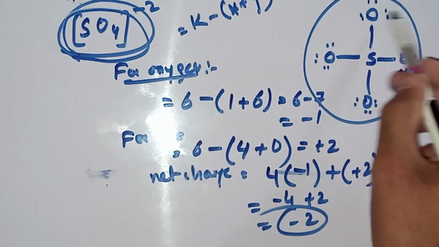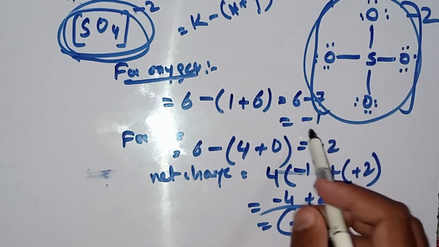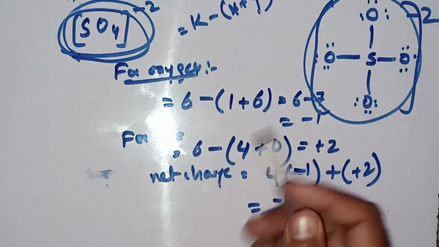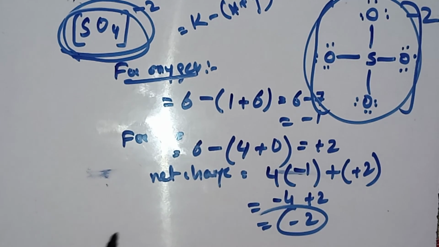Thus we can calculate the net charge on any species, which is called formal charge. This is the general formula for formal charges.